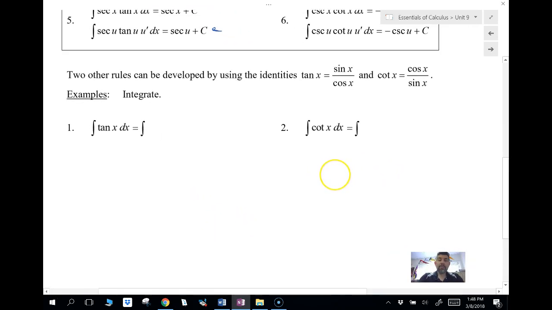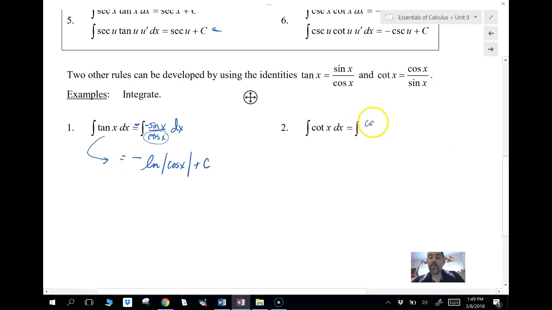It says here, two other rules can be developed by using the identities that tangent x equals sine x over cosine x and cotangent x equals cosine over sine. So if this was sine x over cosine x dx, then we have a reverse chain rule because the derivative of cosine is negative sine. So I need a negative, and then I have negative ln of cosine x plus c. So the integral of tangent is actually a natural log.